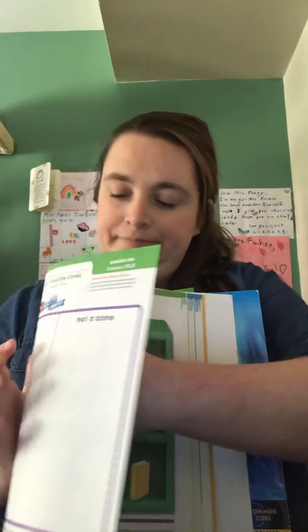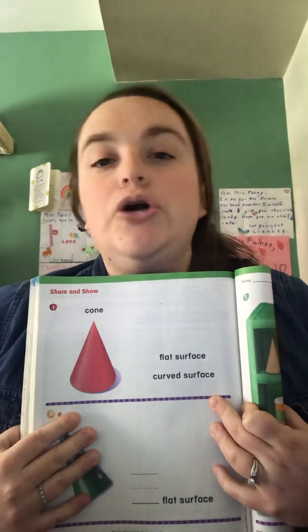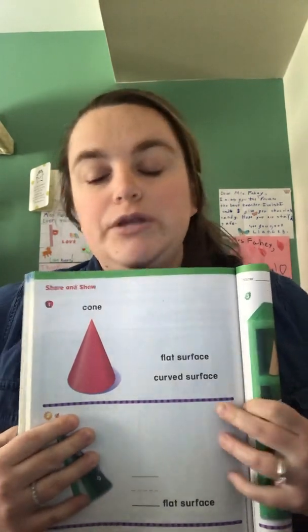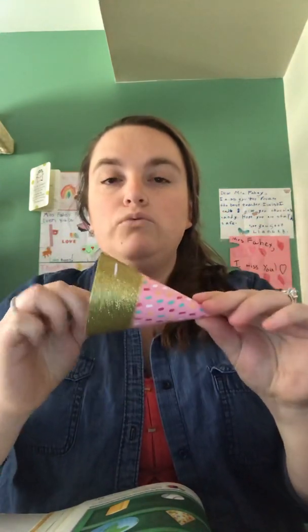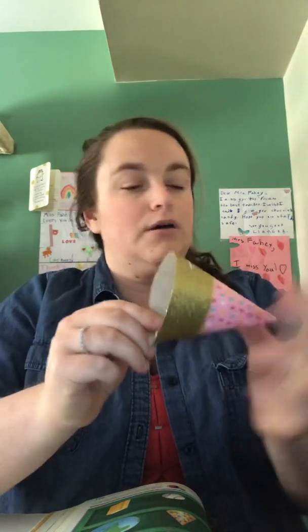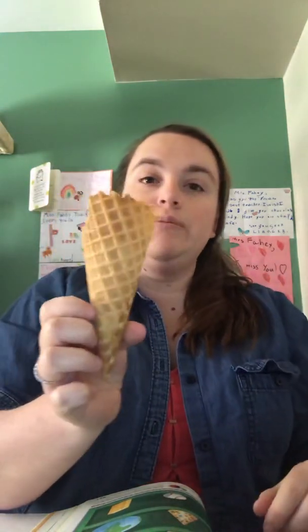Let's turn the page to 430. And again, we're going to talk about the cone. If it's got a flat surface, a curved surface, or both. So I have a cone here. Let's take a look at it. I know the other day I used a party hat. The party hat was not great because it doesn't roll too easily like a cone does. A cone rolls because a cone has a curved surface. So let's take a look and hope we have some better luck with an ice cream cone.